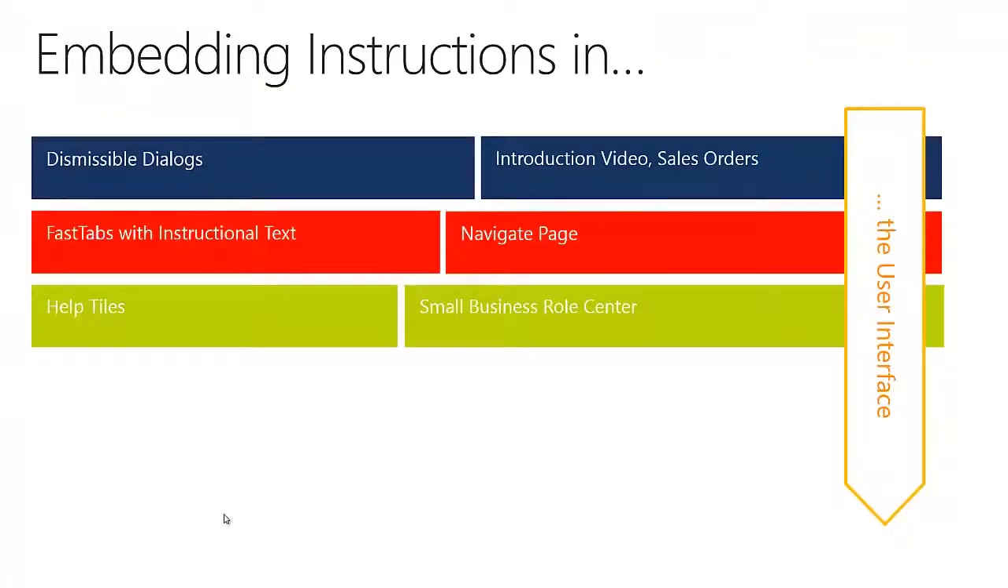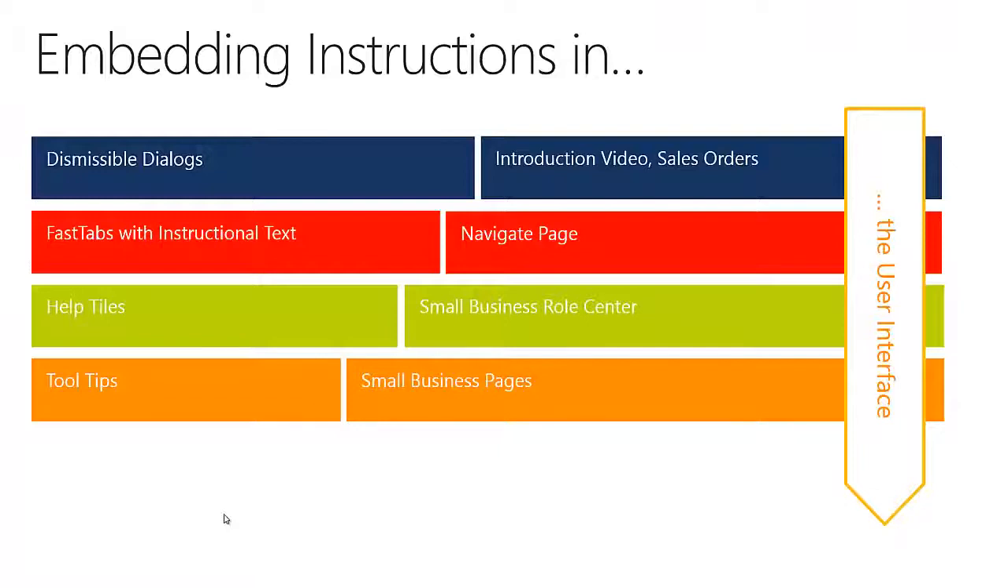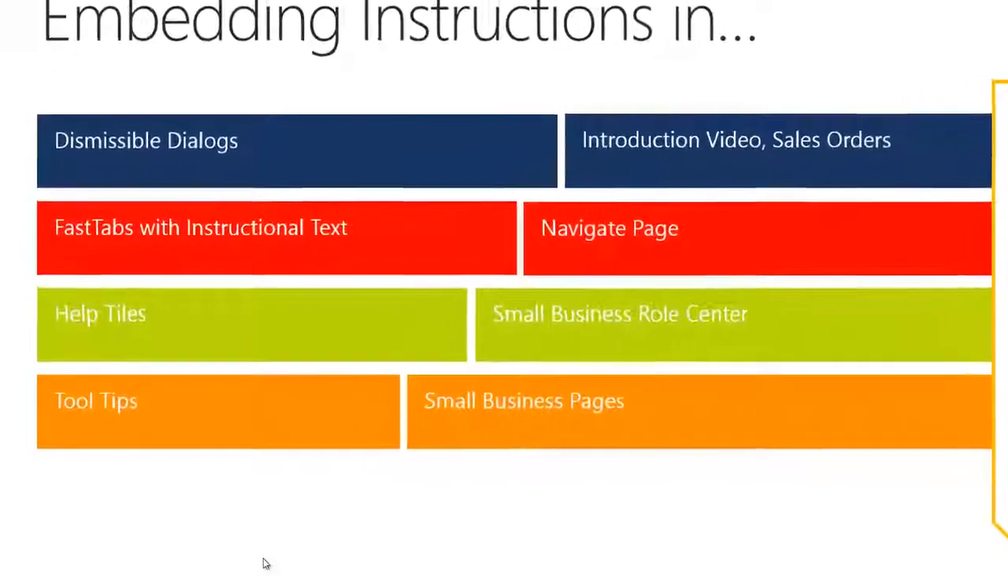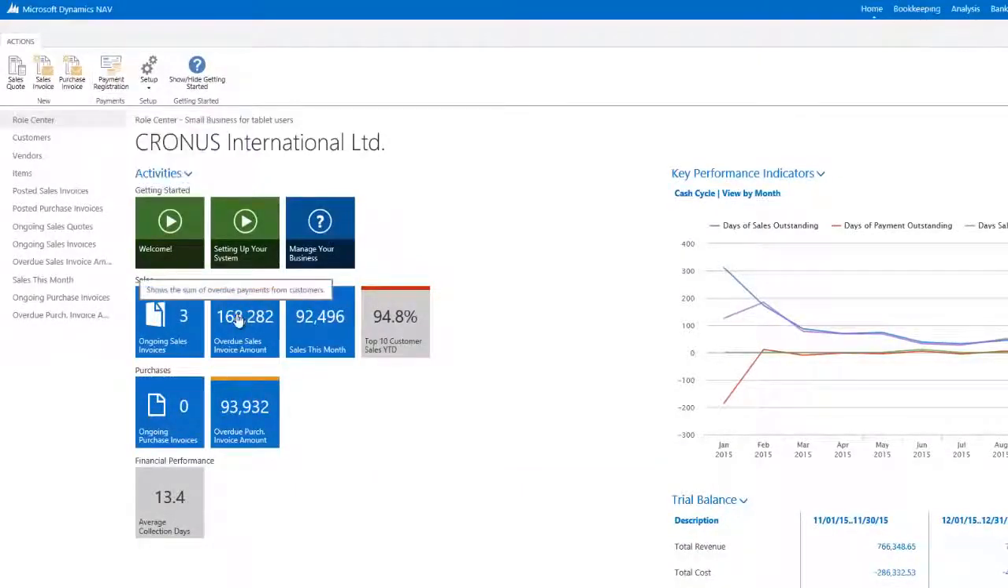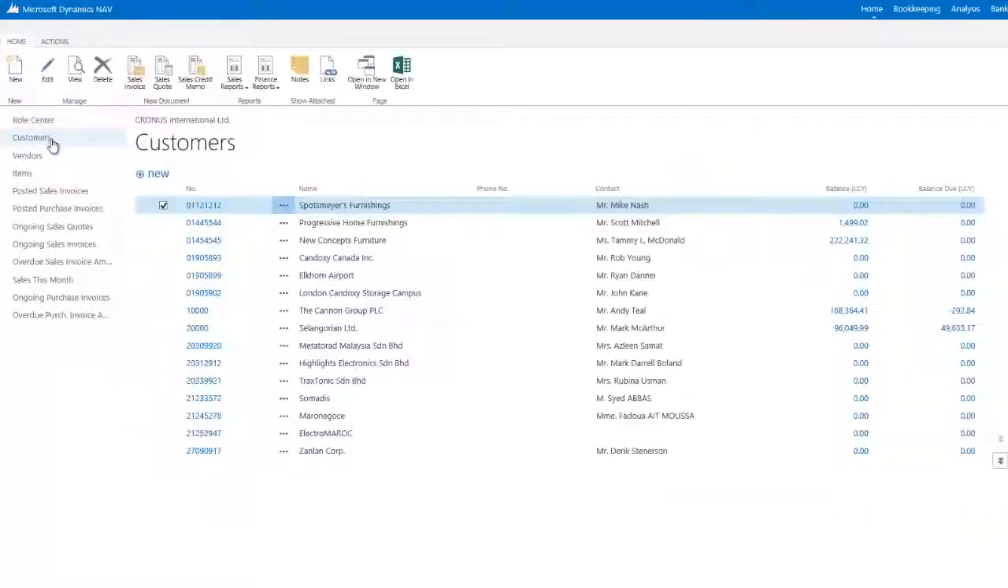Another part of the pattern is tooltips. They have been available in Dynamics NAV ever since the Windows version was introduced and are a great help for end users. They are implemented throughout the small business application and explain to the users all the options they can use in the application.